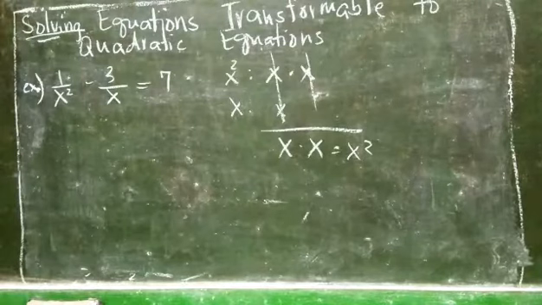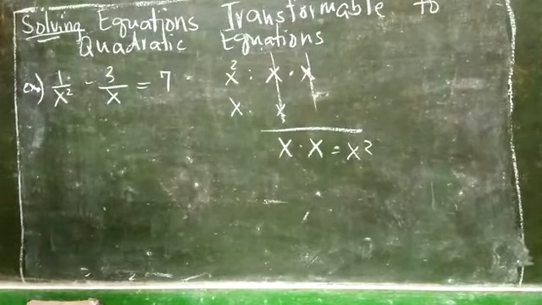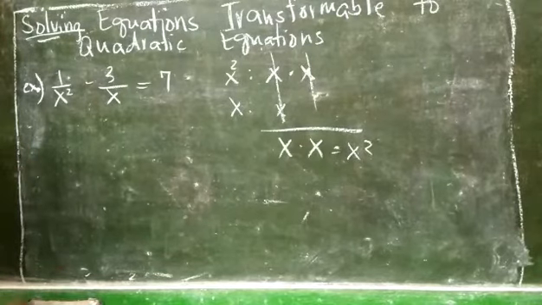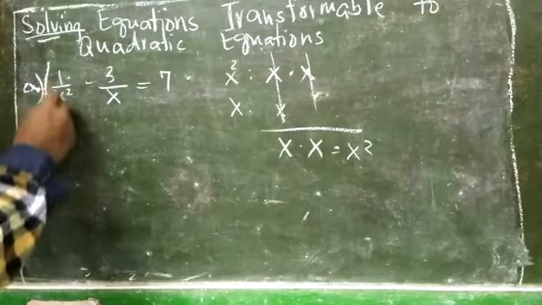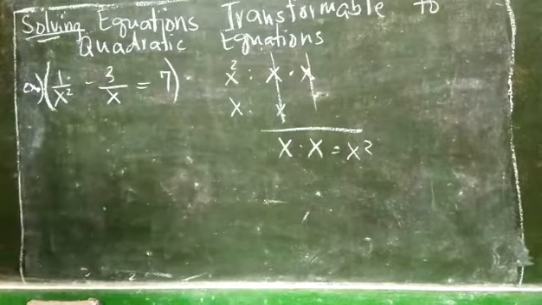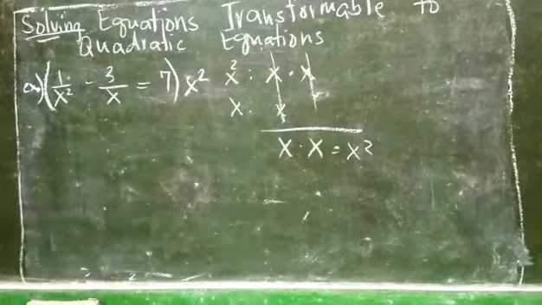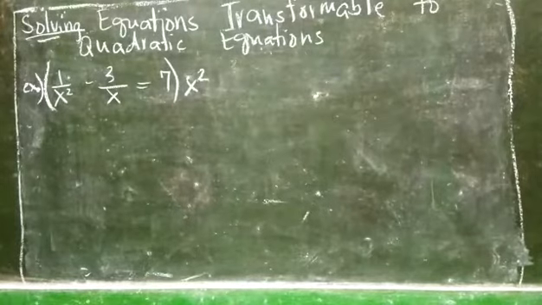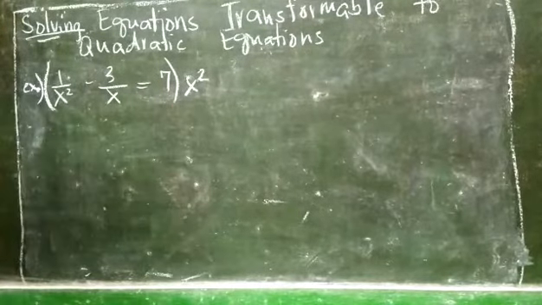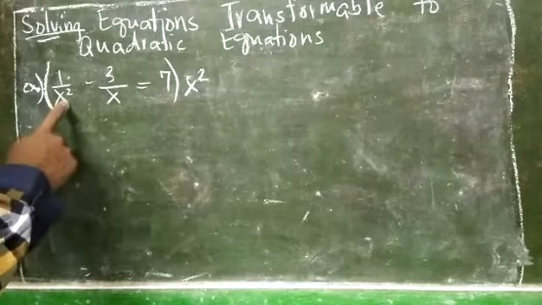So, after getting the LCD of the fractions, you have to multiply it to the whole equation. So, in this case, we will be multiplying this equation by x squared. Okay, so x squared times 1, that is x squared. Divided by x squared, divided by x squared, that is 1.